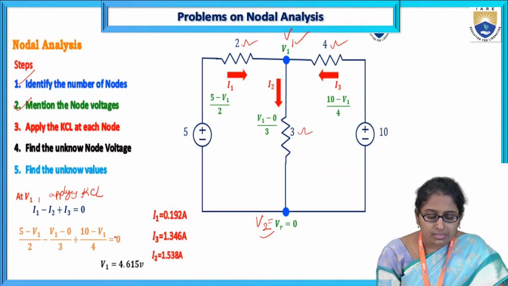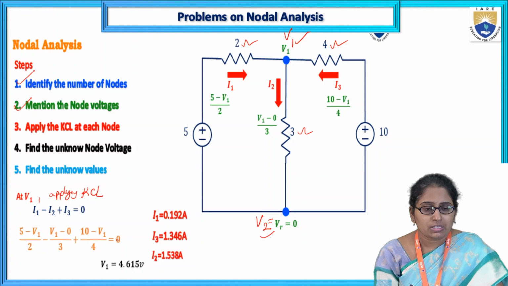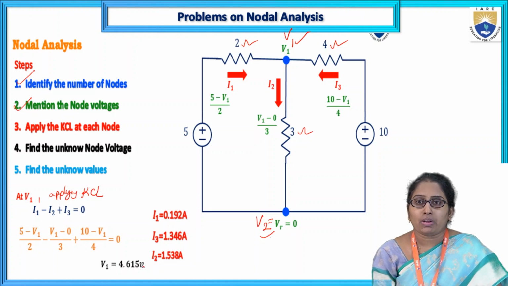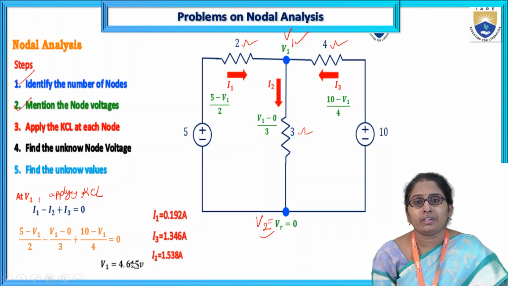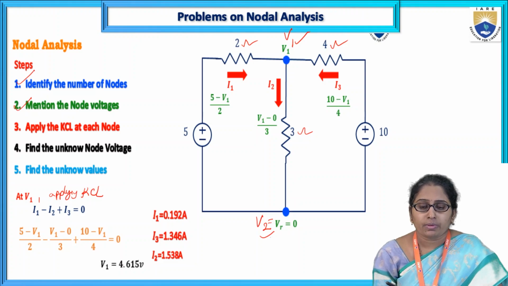Now simplifying this equation, we have one equation and one unknown, which is V1. Its value is calculated as 4.615 volts. After this node voltage value is calculated, since we have only one node voltage, V1, we can find the currents I1, I2, I3.